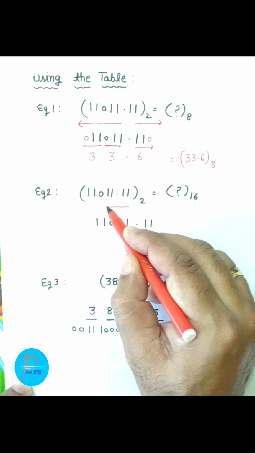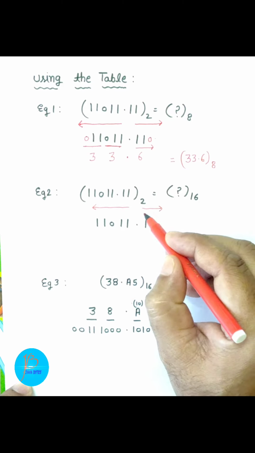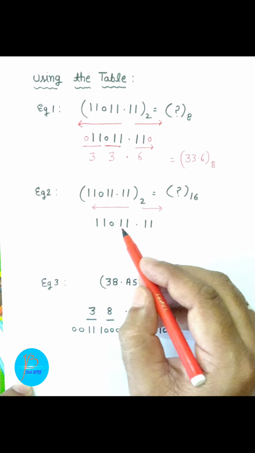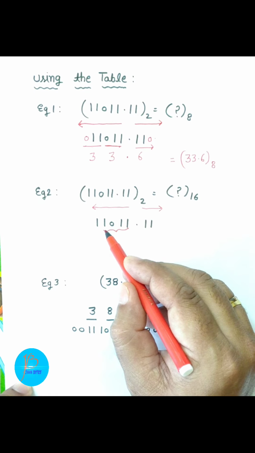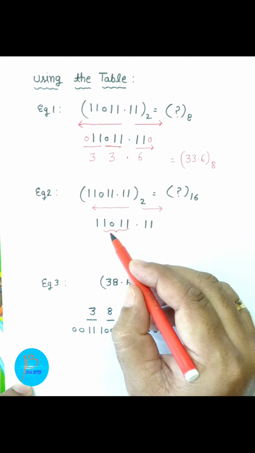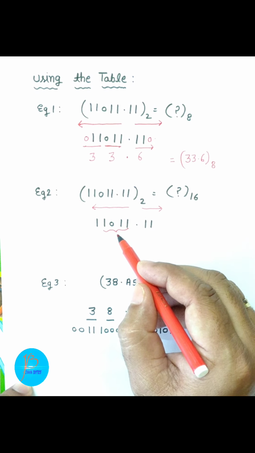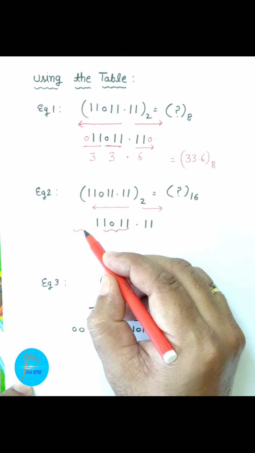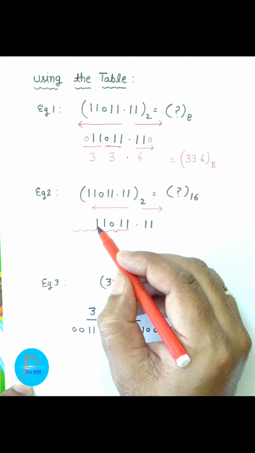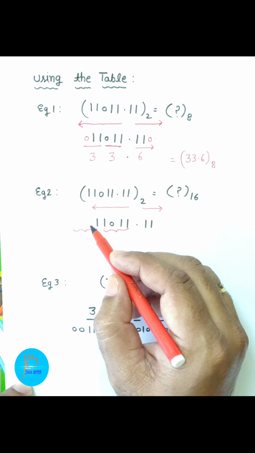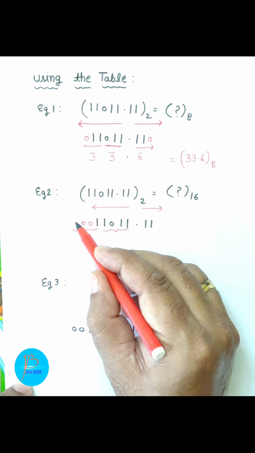For the integer part, you will make the groups from right to left, and for the fractional part you will make the groups from left to right. But the group should be of 4 digits. For example, for the integer part the first group is 1011. We take it as the first group. In the same way, children, you form the second group, but in the second group you can see that only a single 1 is there, which means 3 digits are missing. For that, children, you can add 3 zeros from your side.